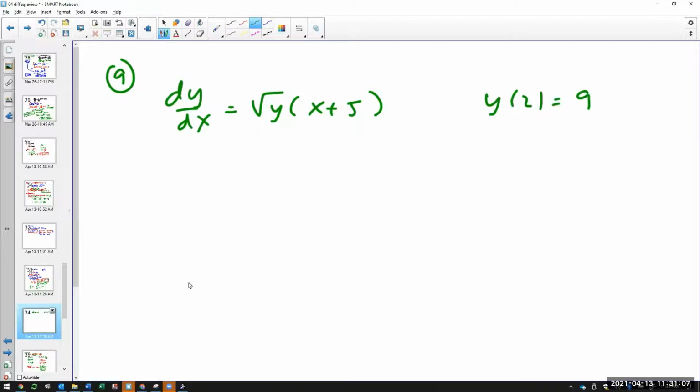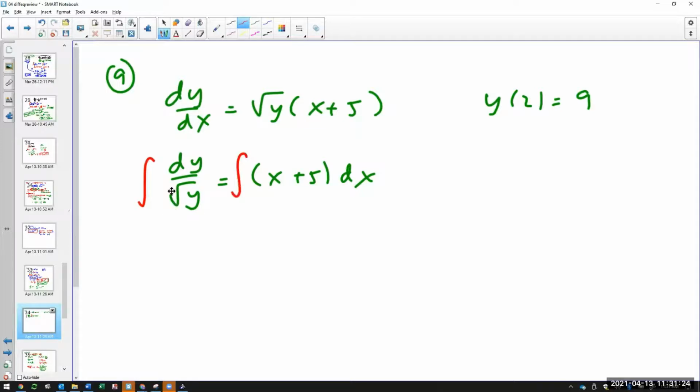Okay. So here we are. Okay. First you separate. You guys good with that? First you separate. Then you what? Integrate. So I'm going to integrate both sides.